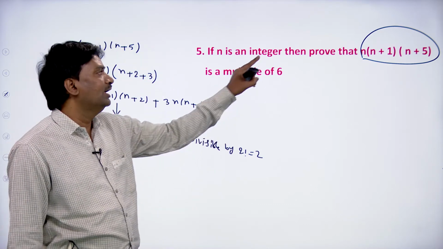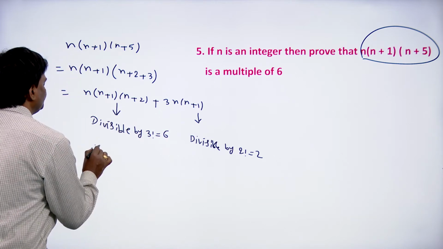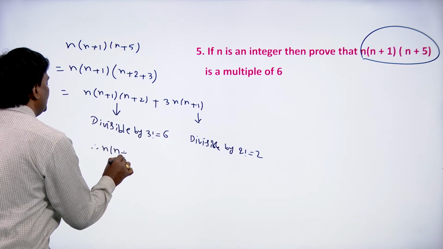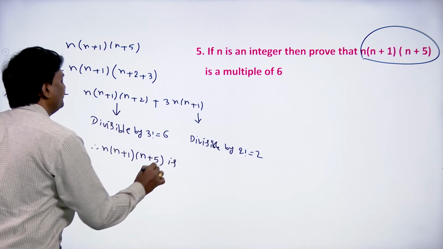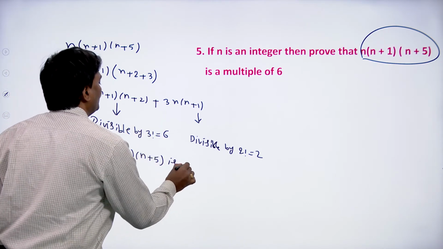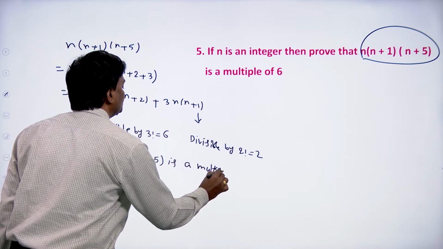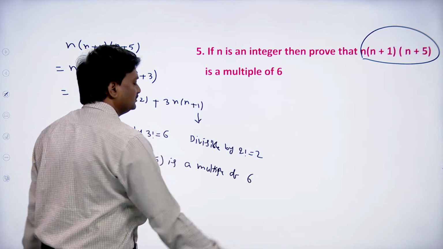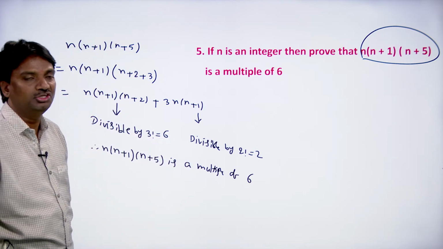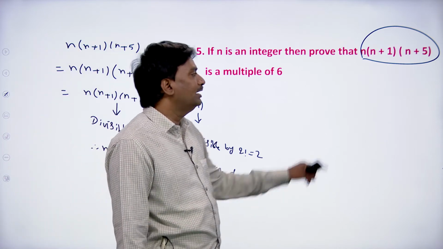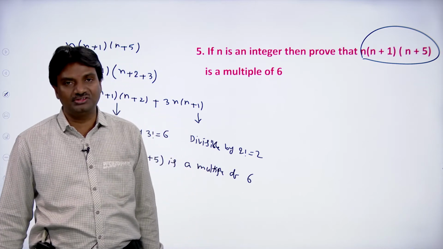That is nothing but n into n plus 1 into n plus 5 is a multiple of 6. Therefore, n into n plus 1 into n plus 5 is a multiple of 6. So here we have: if n is any positive integer, then prove that n into n plus 1 into n plus 5 is a multiple of 6.